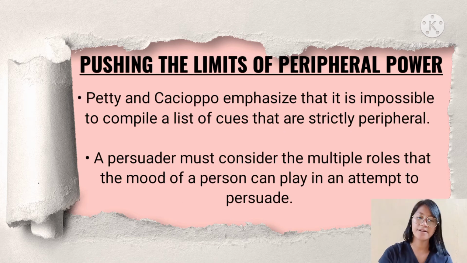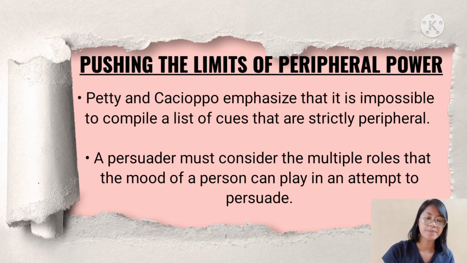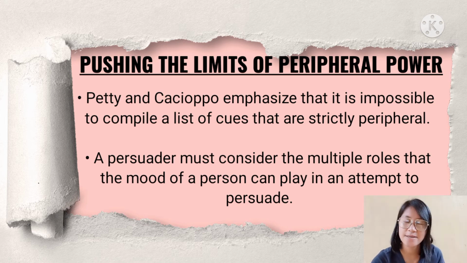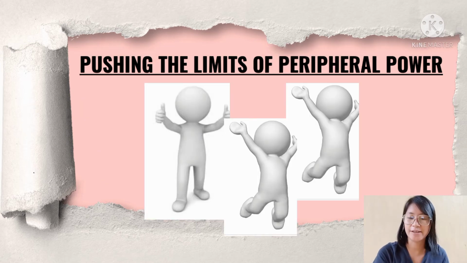Now, going back to the identified cues in the peripheral route, Petty and Cacioppo emphasized that it is impossible to compile a list of cues that are strictly peripheral. For example, a persuader would have to consider the multiple roles that the mood of the person can play in an attempt to persuade. Suppose that you are proposing something relevant to someone and that person is in a good mood or having a good feeling. Well, they say good mood or good feeling enhances persuasion.